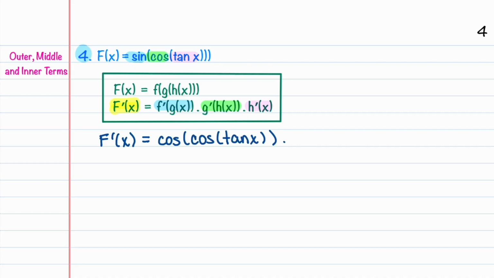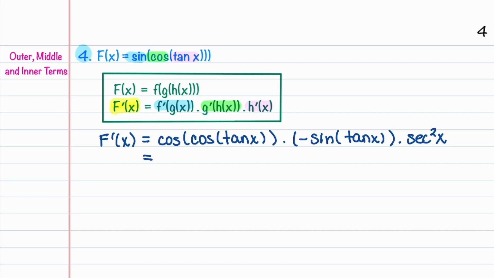Now we're going to multiply by the derivative of the middle function, which is our cosine. The derivative of cosine is minus sine, and inside that function is tangent x. And then lastly, we're going to multiply by the derivative of the inner function, which is tangent. The derivative of tangent x is secant squared x.